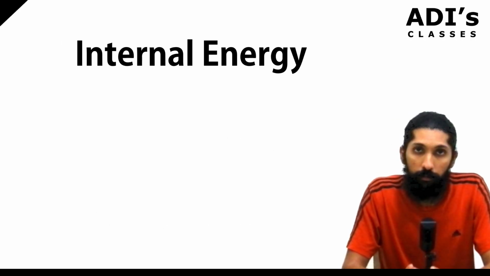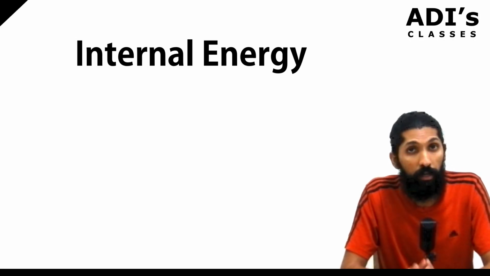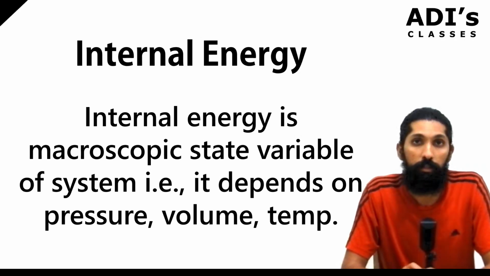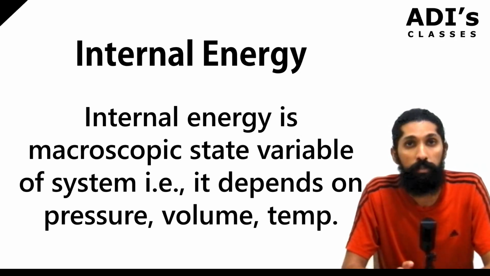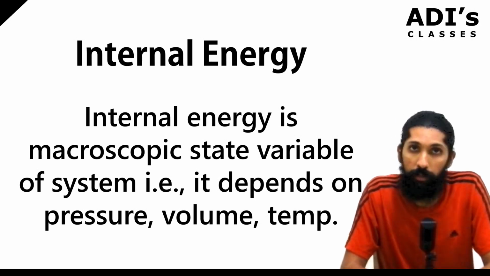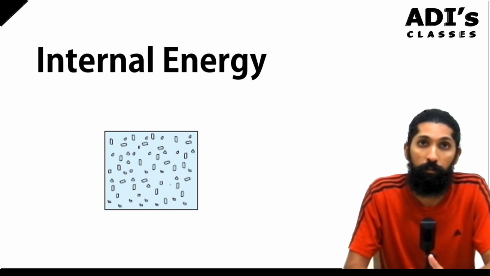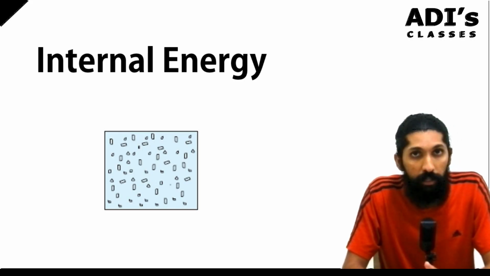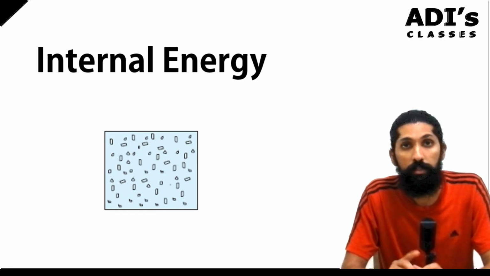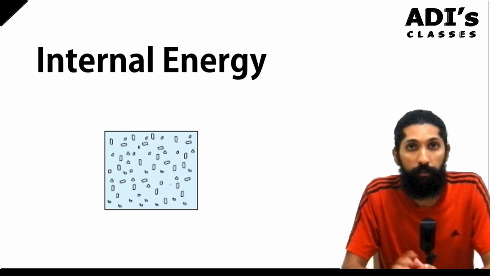Here, the first one is that internal energy is a macroscopic state variable, in the sense that pressure, volume, mass, everything can change the internal energy. Look at this particular figure. As we have a particular pressure, particular mass, volume and everything, it has a definite internal energy. So the first characteristic is that internal energy is a macroscopic state variable.